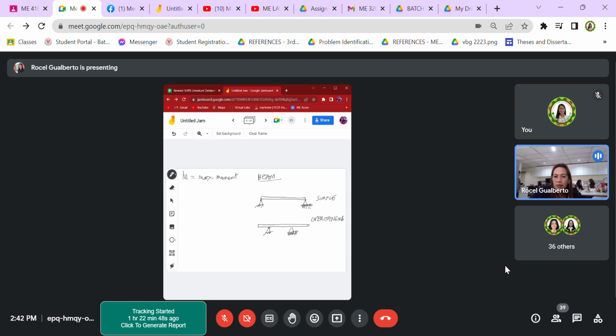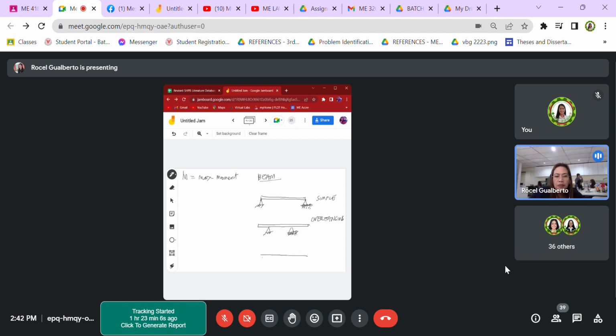Pag isa po halimbawa, yung isa nando sa dulo, tapos yung isa wala, okay? Still, ang tawag din po sa kanya is overhanging. Okay? Parehas lang po yun. Whether isa o parehas, wala sa dulo, overhanging din po yun. Pag parehas na sa dulo, simple.